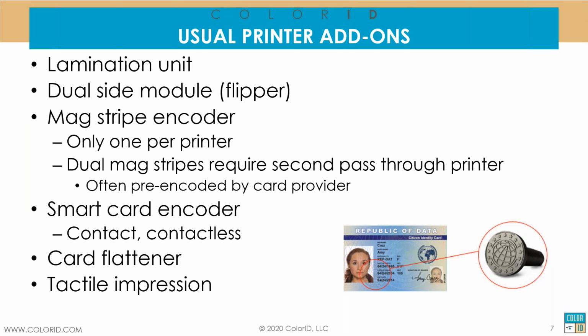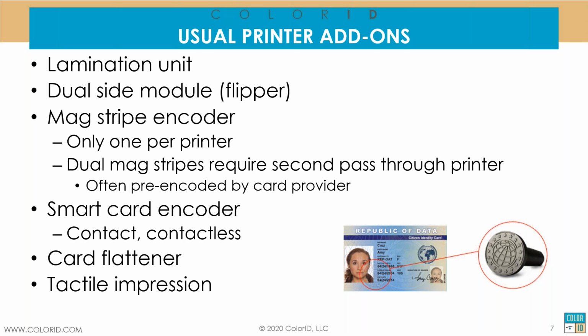Also, mag stripe encoding can be added to a printer, but only one. There are no printers that I know of that have two mag encoders, and so for schools that do have two mag stripes, they have to run their cards through another process to encode their mag stripes, either a manual process at the desk, or perhaps they provide numbers to the card manufacturer, and that second stripe is pre-encoded with mag stripe data.